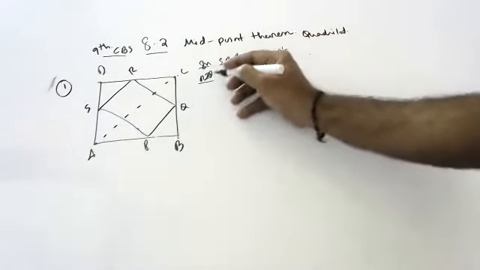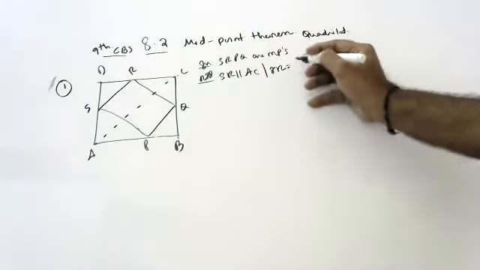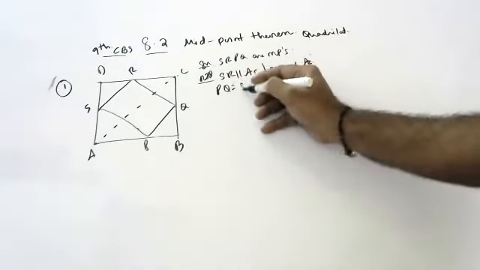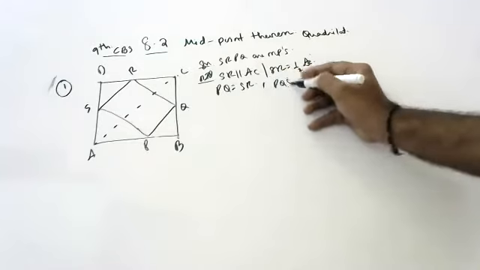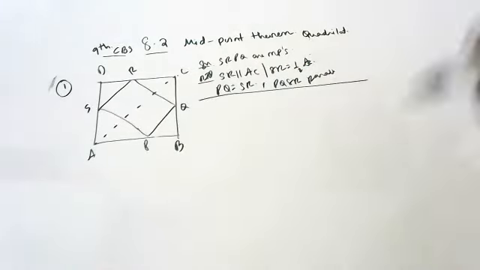What is required to prove? We have to prove that SR is parallel to AC and SR is half of AC. In the same way, we have to prove that PQ is equal to SR, and also that PQ and SR are parallel. Let's start.